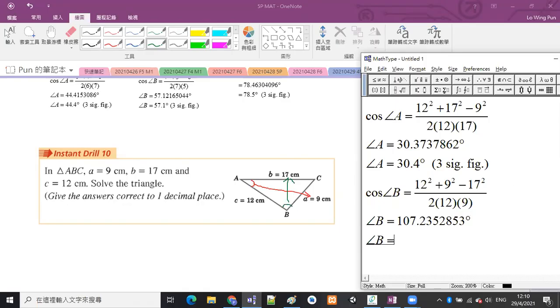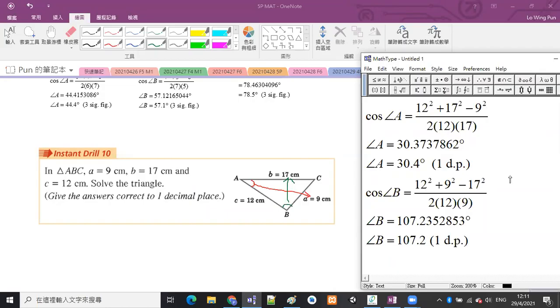So I need to correct this to 1 dp. Oh, sorry, this is not 3SF. It should be 1 decimal place. Okay, 1 decimal place. And this one is also 107.2. Okay, and it's 1 decimal place.